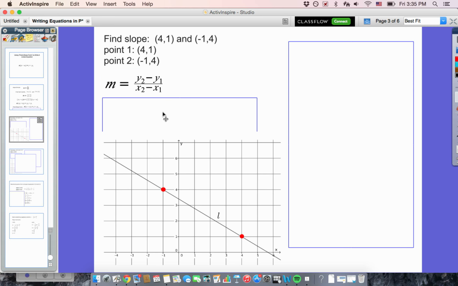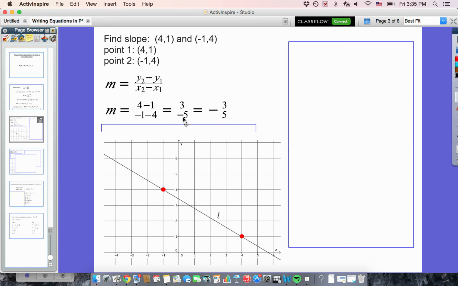I'm going to plug this into my slope formula. I'm going to take my second y coordinate, which is 4, minus the first y, which is 1. And then the second x is -1, minus the first x, which is 4, and that equals -5. So my slope is 3 over -5, or -3 over 5.